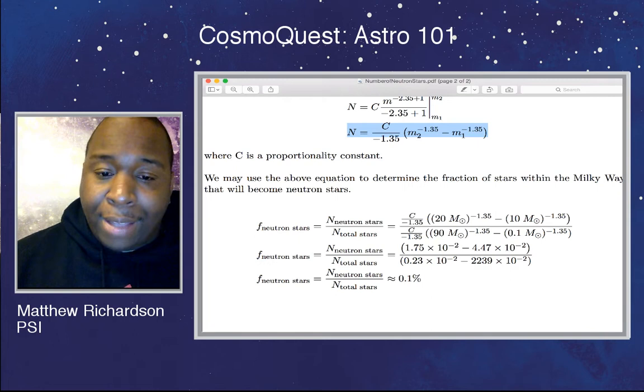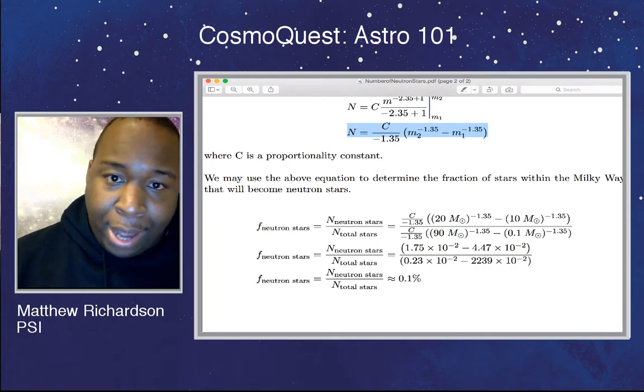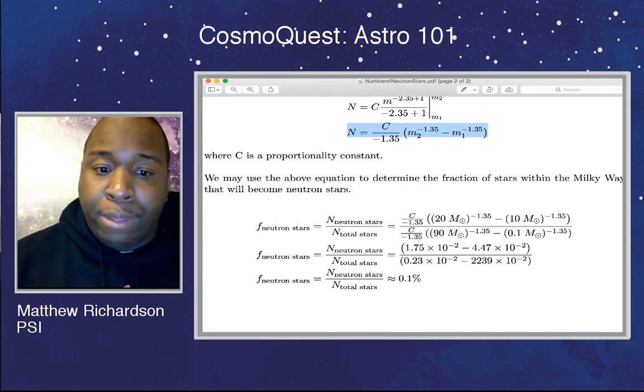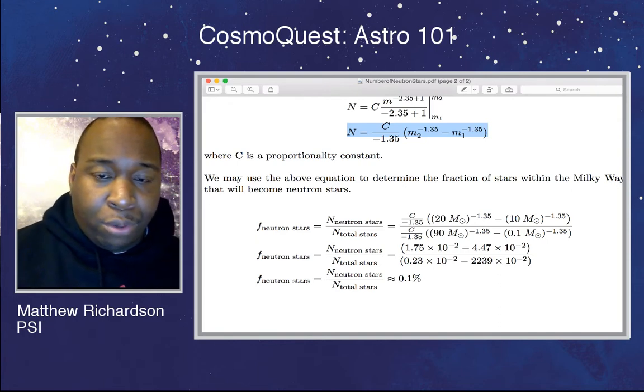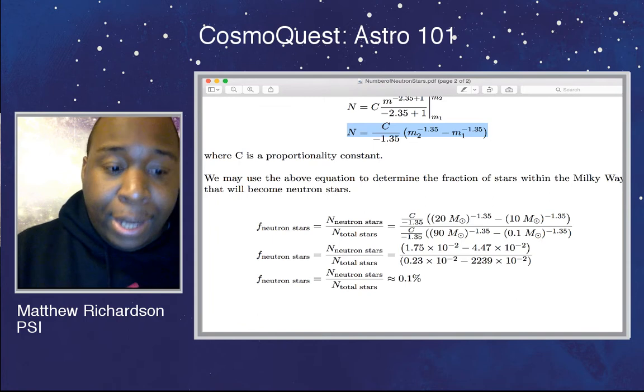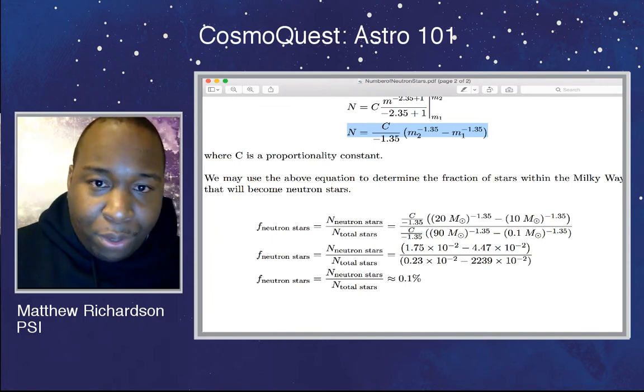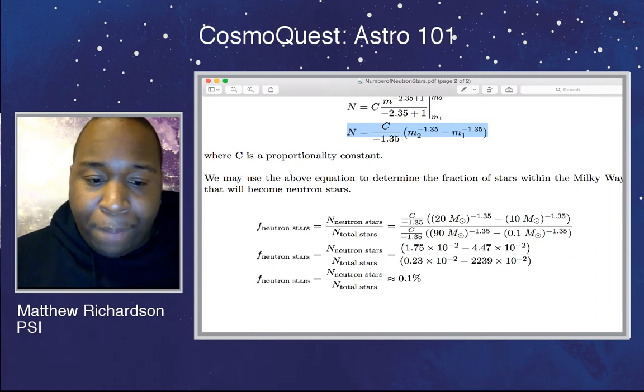And this kind of ties into, of course, the mass ranges that I assumed earlier for the production of neutron stars and the total number of stars within our galaxy. Essentially, my estimate was that the fraction of neutron stars within our galaxy is roughly about 0.1% of the total number of stars.